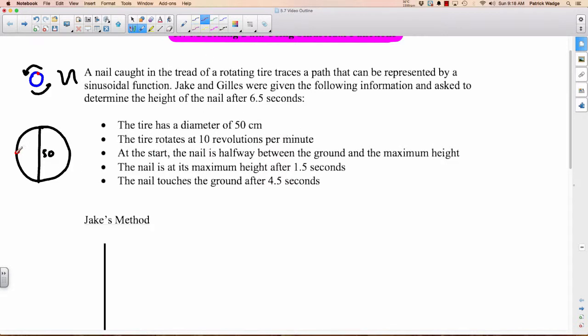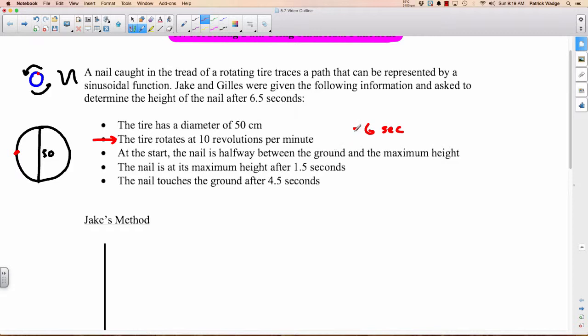So at the start, here's the nail. The nail is at maximum height after 1.5 seconds. The nail touches the ground after 4.5 seconds. Okay, let's start with this one right here. The nail rotates at 10 revolutions per minute. What can we tell from that? What we can actually tell is how long it takes to make a single revolution. If it does 10 revolutions in 1 minute, or 60 seconds, how long to do one revolution? 6 seconds. One revolution takes 6 seconds.